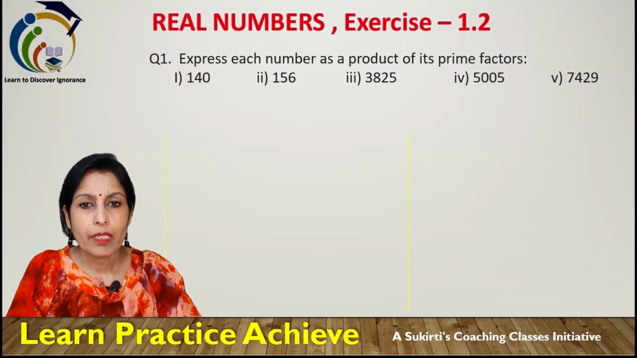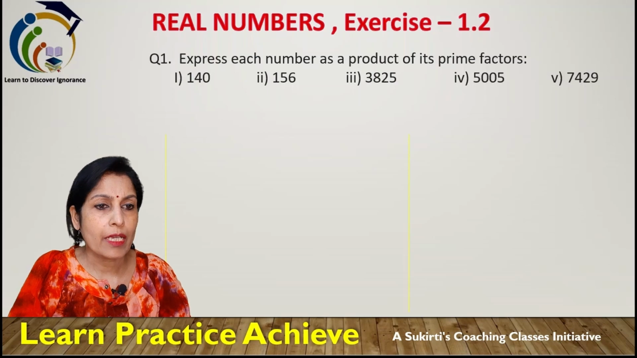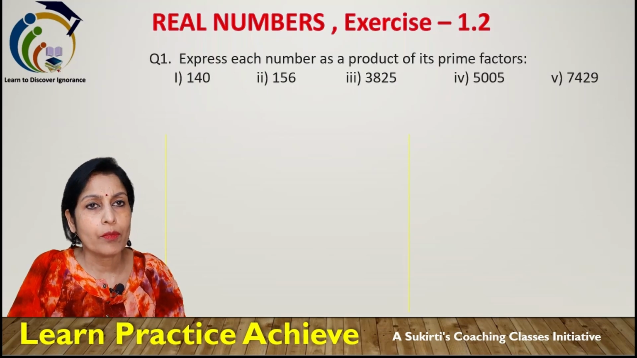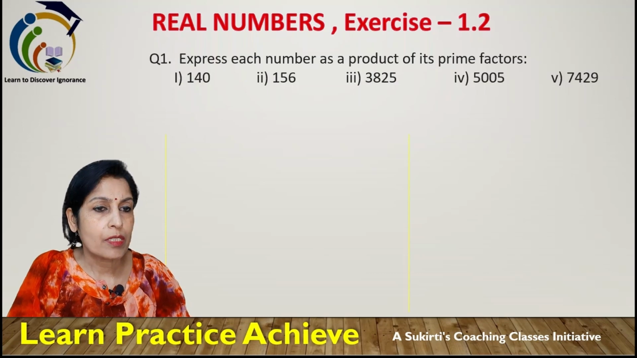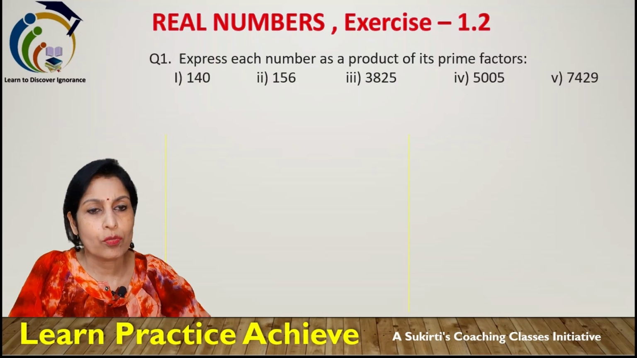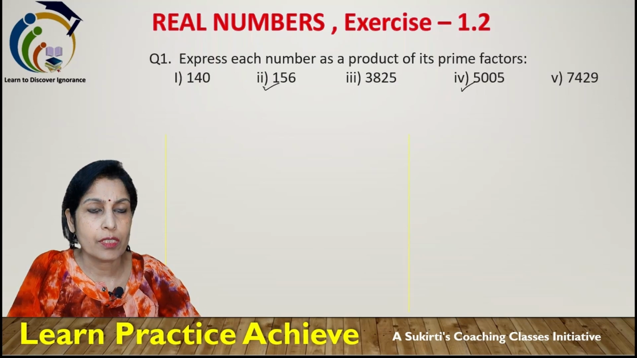Now we will start exercise 1.2, question number 1. In question number 1, it is given that express each number as a product of its prime factors. We have already discussed what prime factors are. Here in question number 1, 5 parts are given, but we will solve only 2 parts, one from 3 digit and one from 4 digit.